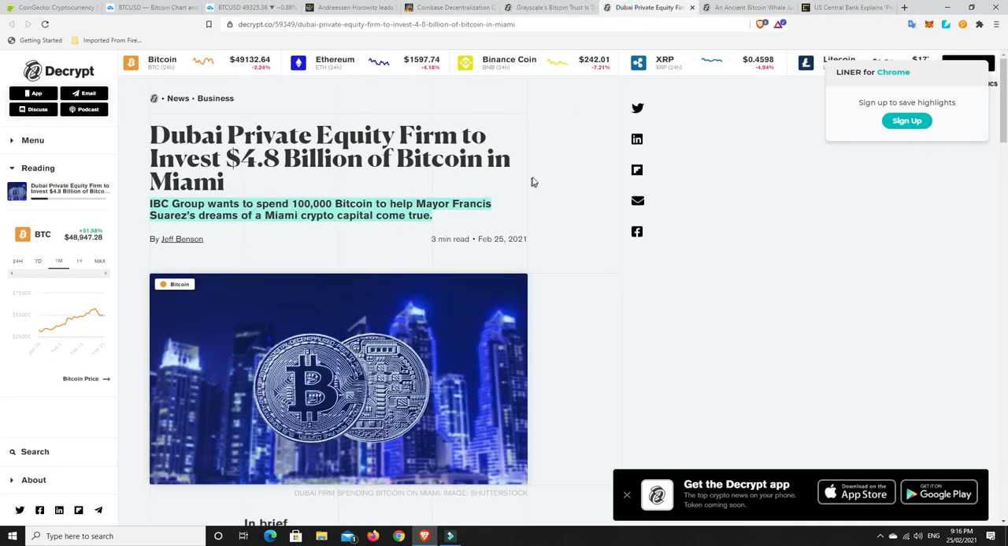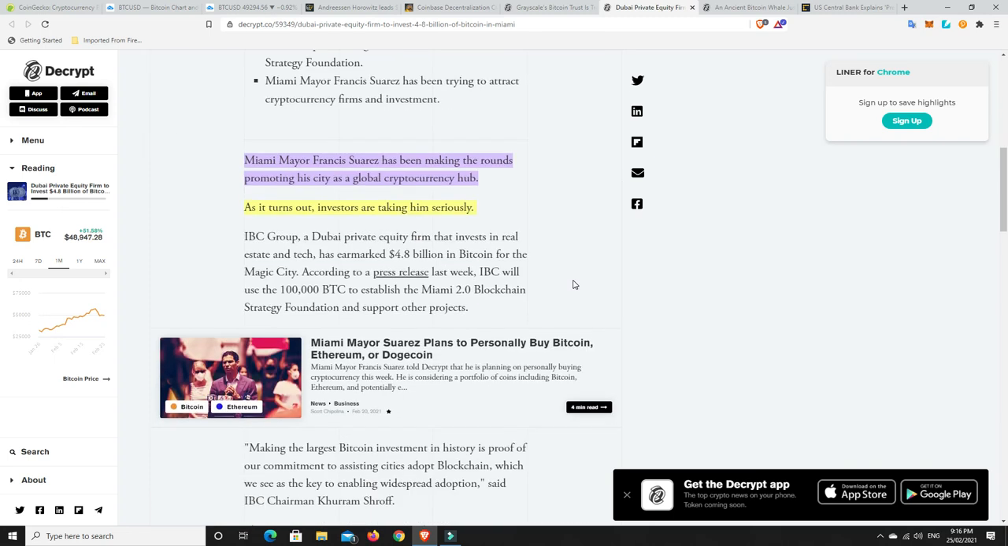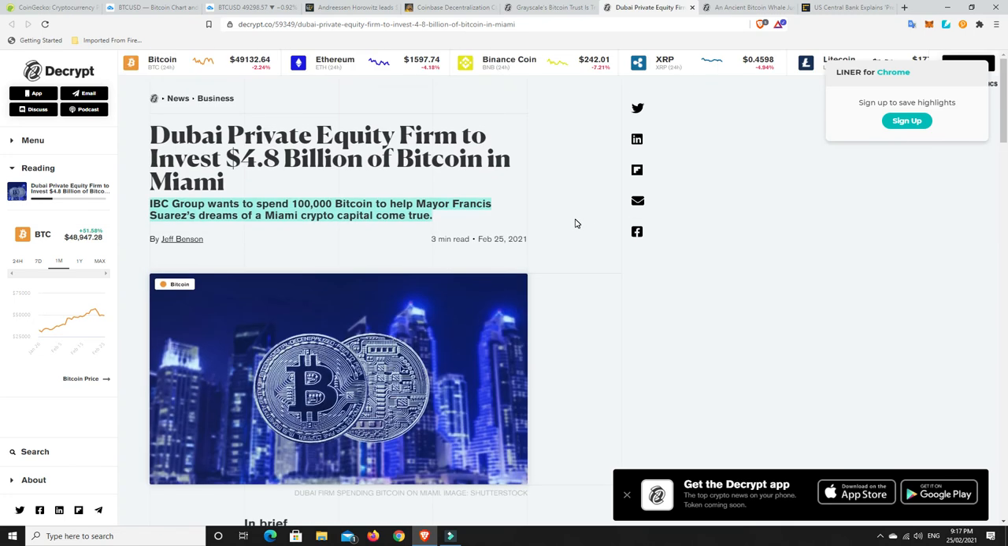All right, Dubai. So IBC Group wants to spend 100,000 Bitcoin to help Mayor Francis Suarez's dream of a Miami crypto capital come true. All right. Miami Mayor Francis Suarez has been making the rounds promoting his city as a global cryptocurrency hub. As it turns out, investors are taking him seriously. So he really has been on the public campaign trail, talking about wanting Bitcoin to be a way of paying people in Miami and things like that.